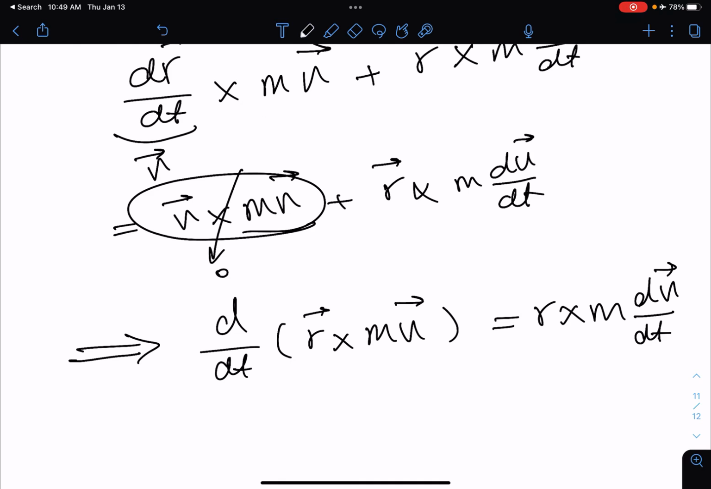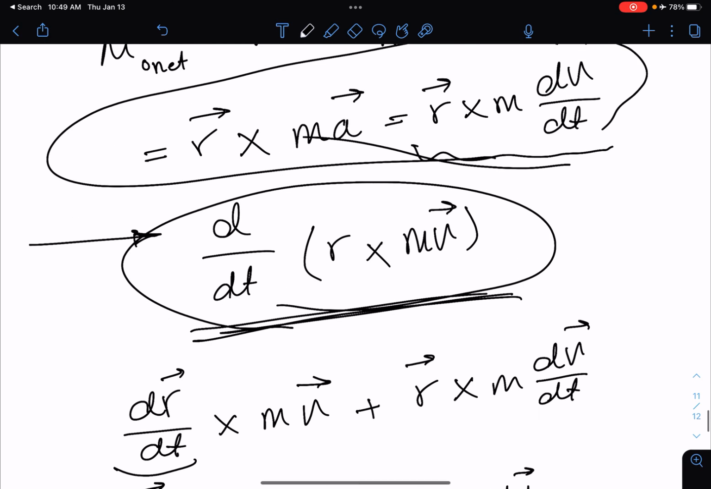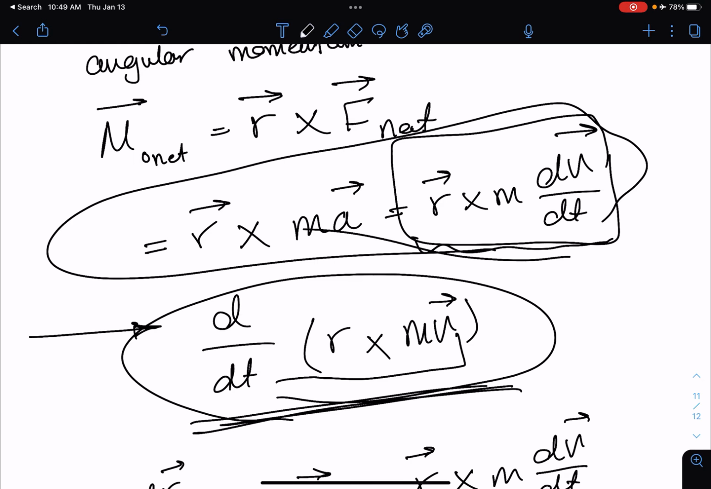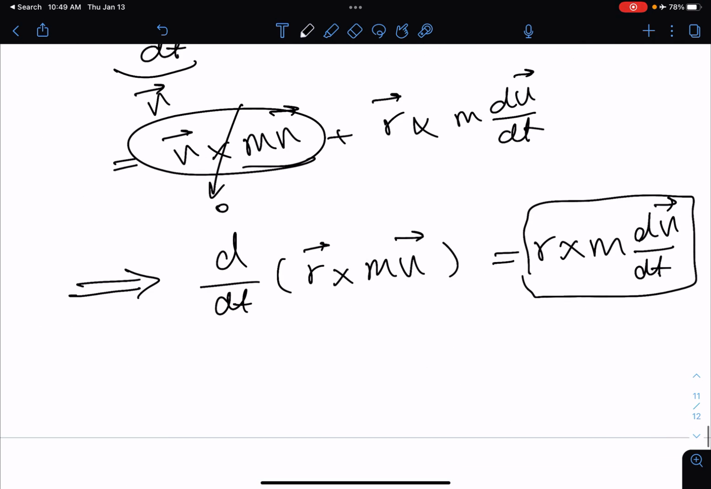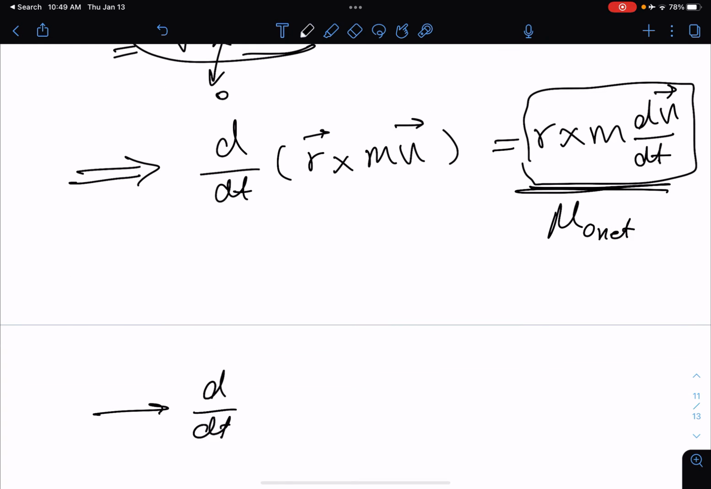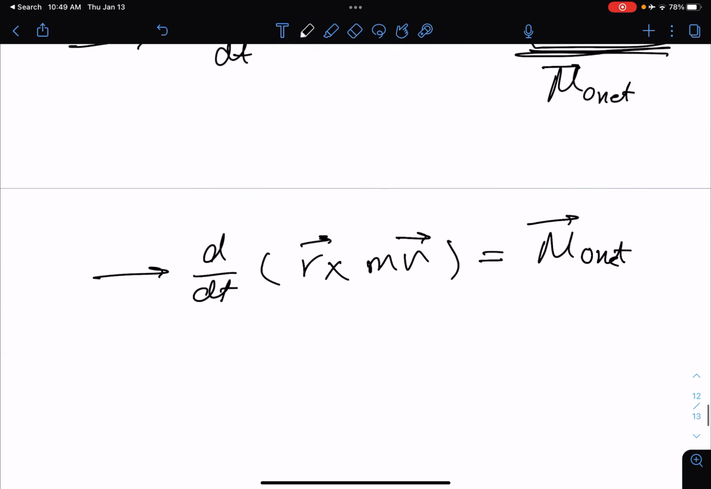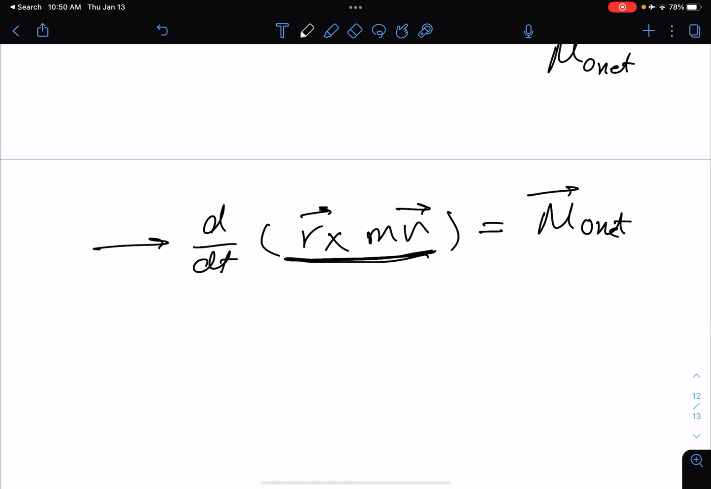If you look at the right-hand side, we actually have the net moment, right? So d/dt of r cross mv is equal to the net moment. This is also a vector, so don't forget the vector signs. Well, what is this inside the parentheses?